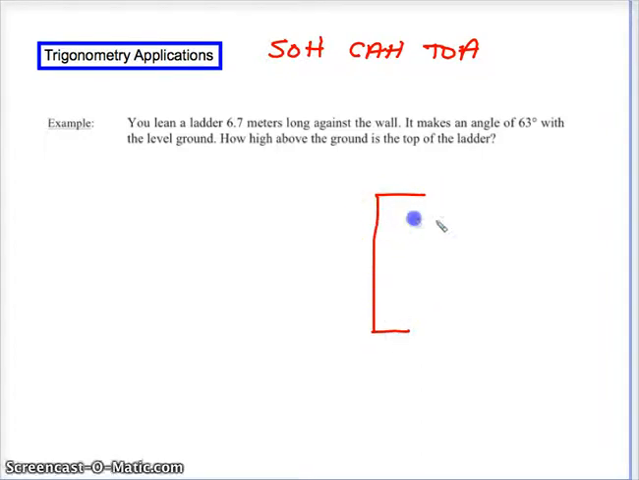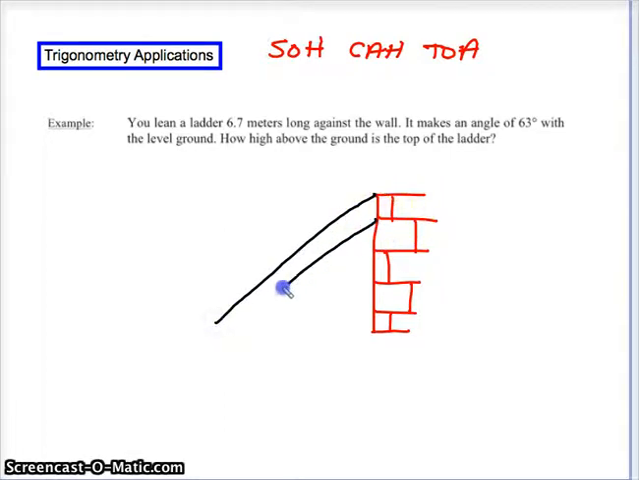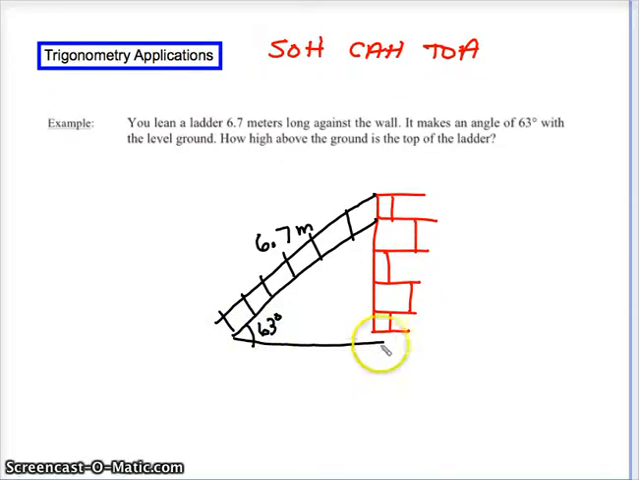This will be our wall here, and we can say it's a brick wall, so we can do some bricks. Okay, we've got a ladder that's leaning up against the wall. So here's our ladder. Make sure we include the rungs. That's important. And then here is our ground. It says the ladder is 6.7 meters, so we'll label that 6.7 meters. It says the angle with the level ground is 63 degrees.